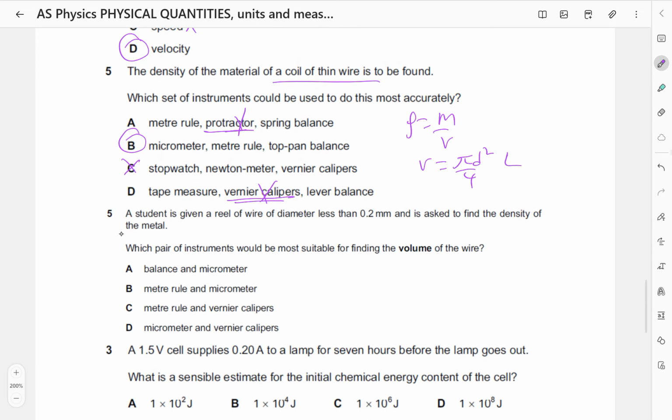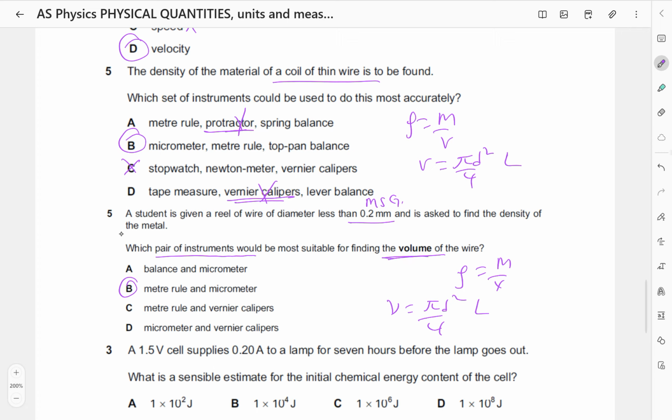A student is given a reel of wire of diameter less than 0.2. So this is going to be micrometer screw gauge. I think this is a repeated question, micrometer screw gauge. And is asked to find the density. Density is going to be mass over volume. Which pair of instruments would be suitable for finding the volume? Volume is going to be pi d squared over 4 times L. So to find the volume, we need diameter using a micrometer screw gauge and the length using a meter rule. So the answer is going to be B. Meter rule to measure L, micrometer to measure D.